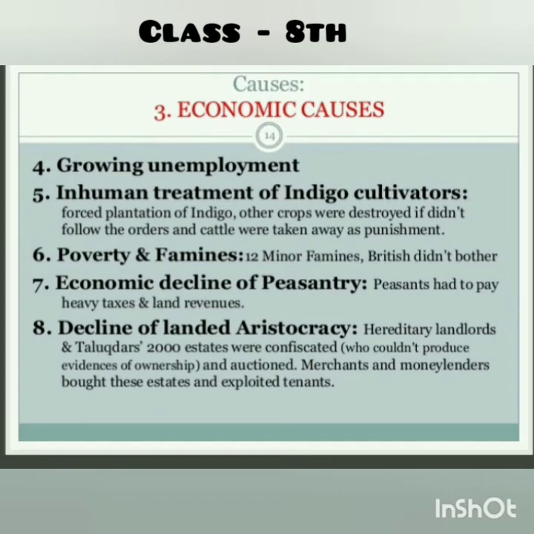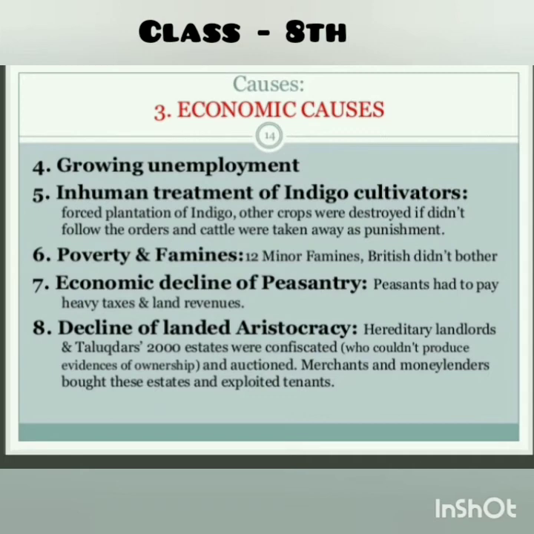Britishers were really cruel towards indigo cultivators. They forced plantation of indigo. Other crops were destroyed if they did not follow the orders, and cattle were taken away as punishment. Sixth, poverty and famines. Minor famines, British did not bother. Next cause, economic decline of peasantry. Peasants had to pay heavy taxes and land revenues.